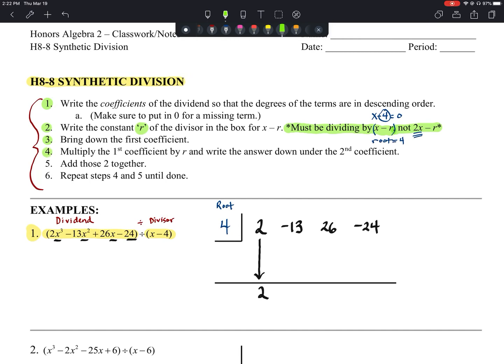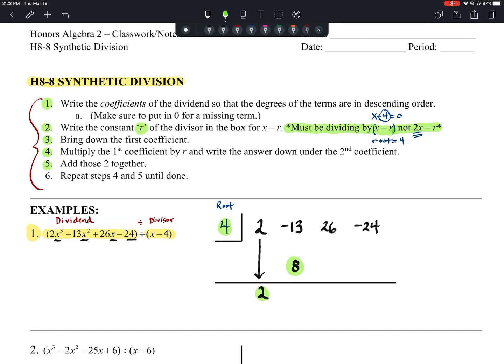It says multiply the first coefficient by r, and then write it under the second coefficient. So this was our first coefficient. We're going to multiply it times our r value, and then write it right underneath our second coefficient there. So obviously 2 times 4 is going to be 8, and so we're going to write that 8 underneath the negative 13. Okay, so the next step after that, number 5, says add the 2 together.